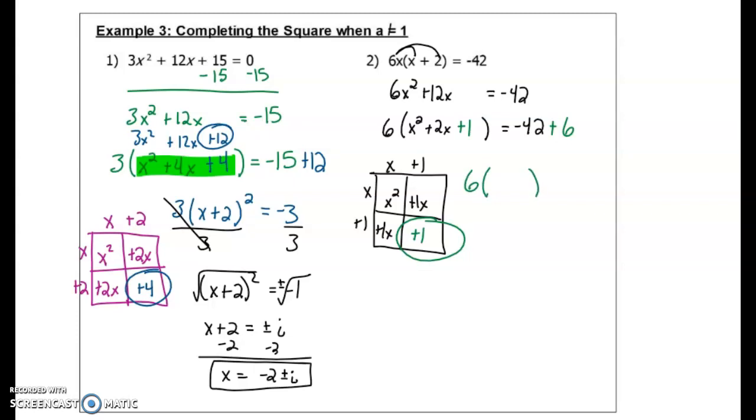So we have the 6, and then the parentheses x plus 1 squared, and then negative 42 plus 6 is negative 36. Okay, so that's completing the square. Now solve by square roots.